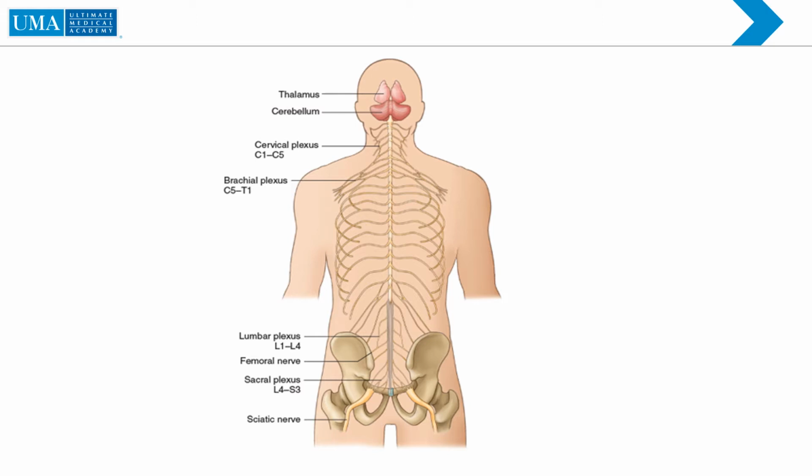So we have the cervical plexus here, which would be our C1 through C5. We also have the brachial plexus here within the thoracic area. Moving down, we have the lumbar plexus in our lumbar region, which means back. Then we have the femoral nerve, because that's going into our femur, into the lower extremity. The sacral plexus, which is based off of our sacrum. And then we have the sciatic nerve here at the bottom.